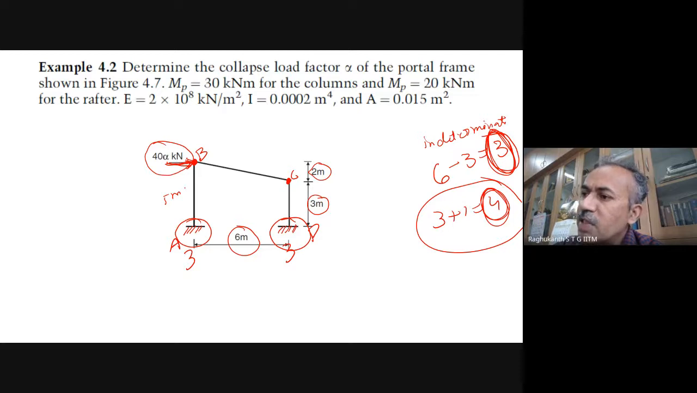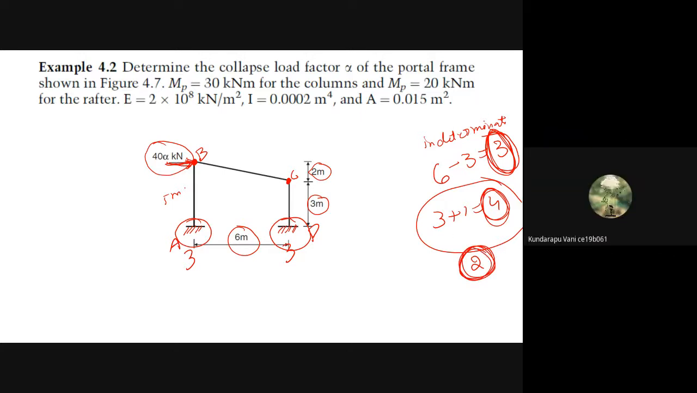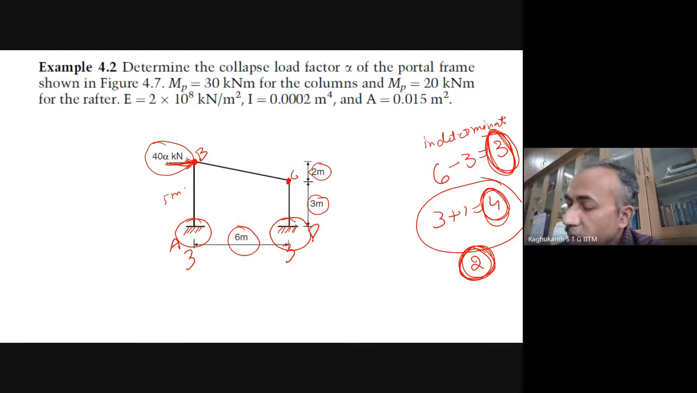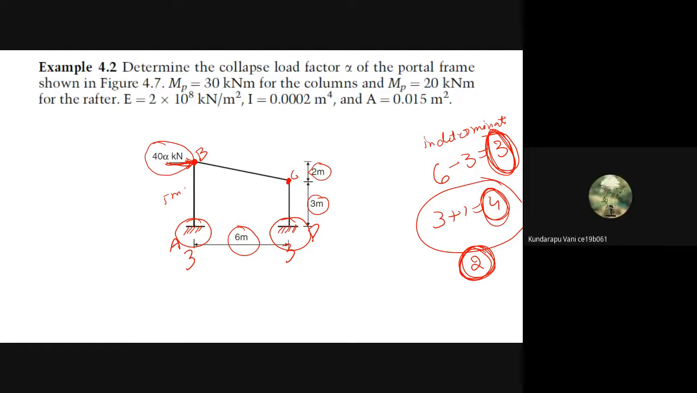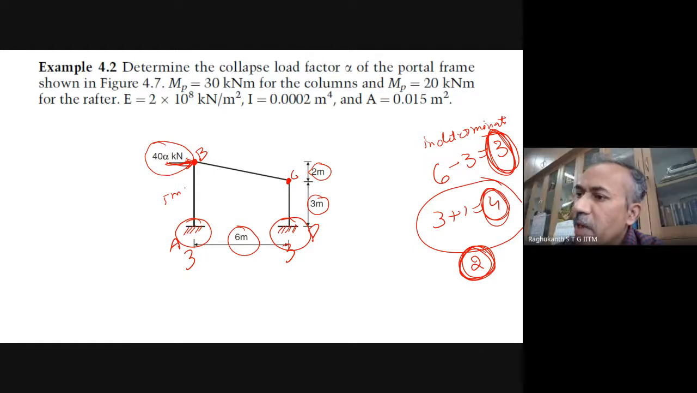Even if hinges are at B and C, there is no collapse. You followed, it acts like a simply supported beam only. But still it will be stable. Two more hinges are required to make it unstable. Where are those remaining two? In between AB. See, this AB is like a cantilever.